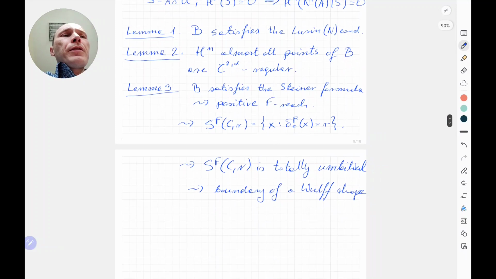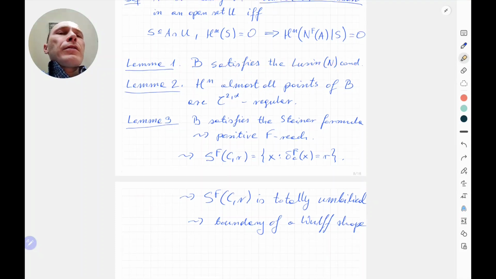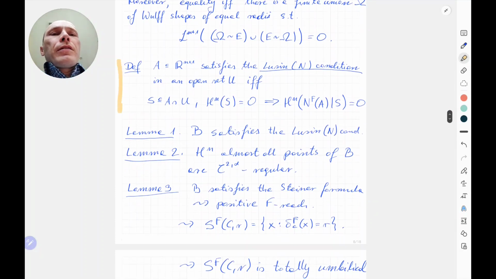So the main point, the main ingredient and main novelty, is to use the Lusin N condition, which is an invention of Mario Santilli, and it works.